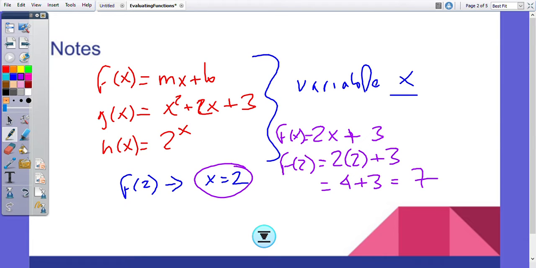One trick you can use in evaluating functions is to do it in parts, in stages. First, I calculated 2 times 2 and I got 4. Then I wrote my 3 and I added 4 plus 3 equals 7. That's exactly what I'm going to do in the next examples.